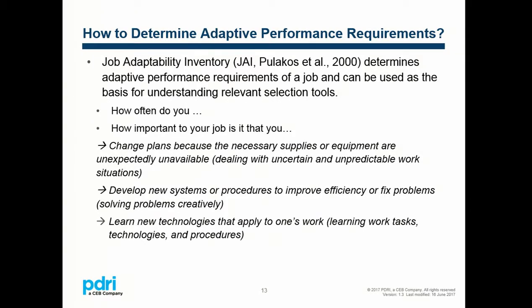So how do we actually measure adaptive performance requirements? Again, this is a process called job analysis. It can take on many different forms or functions, anything from observing people and how they do their jobs, focus groups, interviews. There are more quantitative tools that can be used as well. The job adaptability inventory was developed in this program of research. It's a questionnaire that asks job experts, or people experienced in the role, to answer questions about how often and how important it is that they perform certain kinds of tasks that are indicative of adaptability. This information can be scored to determine the adaptive performance requirements of a job.